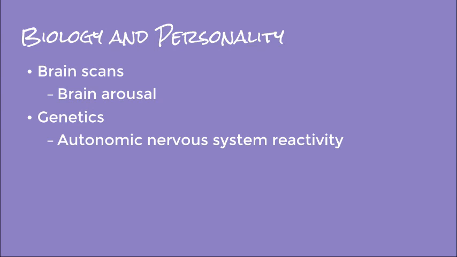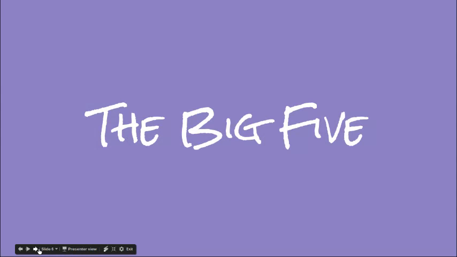According to trait analysis, if you are someone who is really jumpy and out there, your autonomic nervous system might be in overdrive, and that could be as a result of genetics. So these are all aspects that they take into consideration.